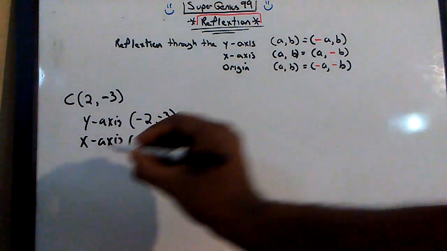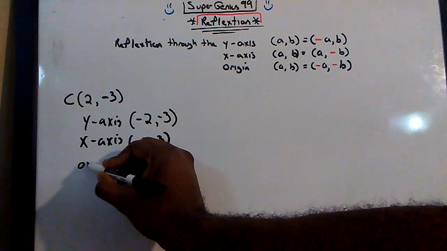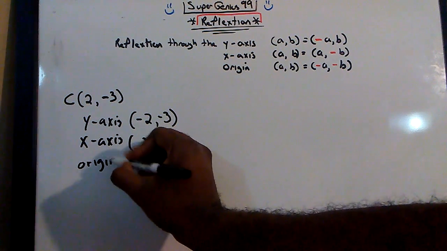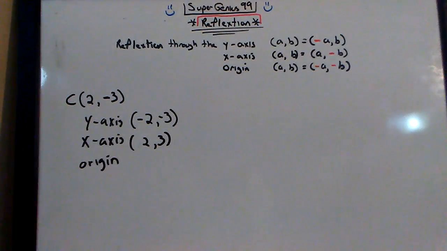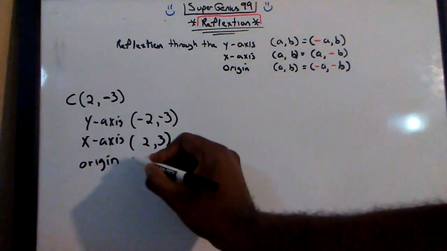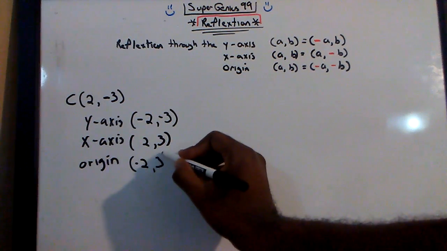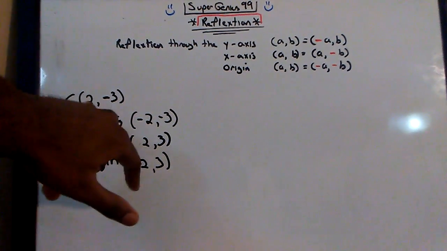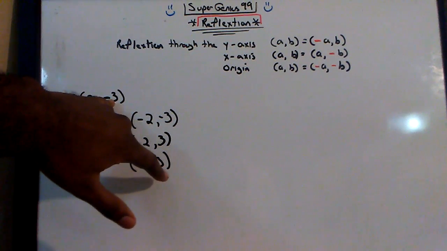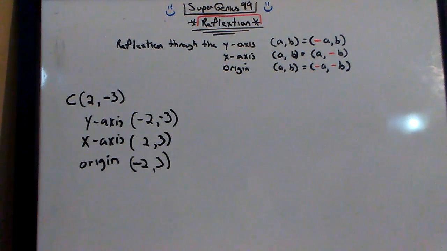And if we reflect it with respect to the origin, what will happen? Both the x value and the y value will change. So the x value was 2, now it's negative 2. The y value was negative 3, now it's 3.